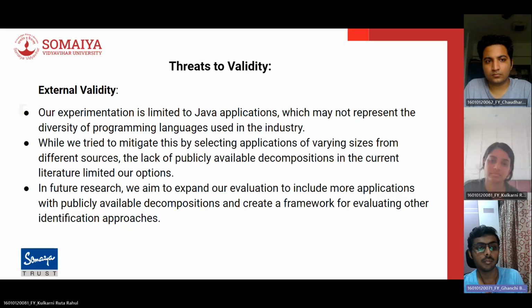Our experiment is limited to Java applications, which does not represent the diversity of programming languages used in the industry. While we tried to mitigate this by selecting applications of varying sizes from different sources, the lack of publicly available decompositions in the current literature limited our options. In future research, we aim to expand our evaluation to include more applications with publicly available decompositions and create a framework to evaluate other identification approaches.